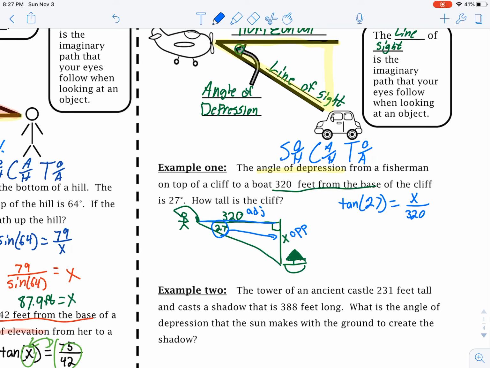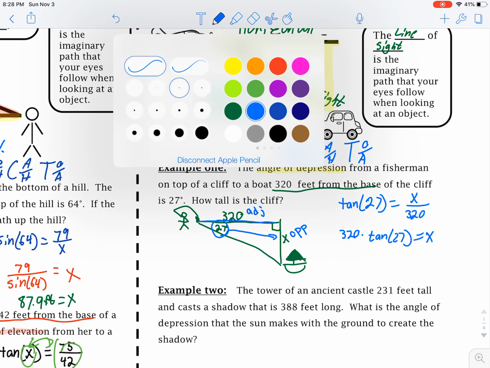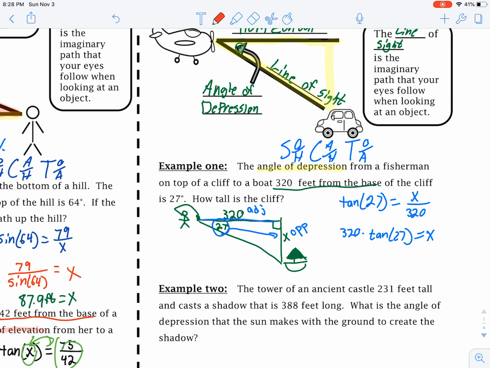All right, x is up high, so we multiply. All right, so we get 320 times the tangent of 27 equals x. Go ahead, type that in your calculator and tell me what you end up getting. You should get x equals 163.1.